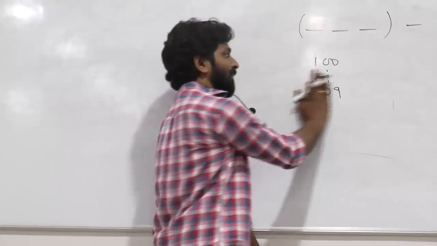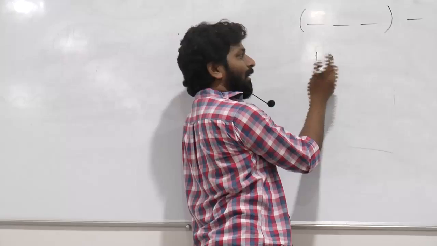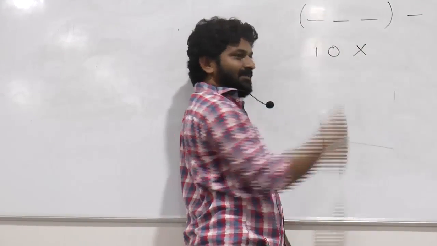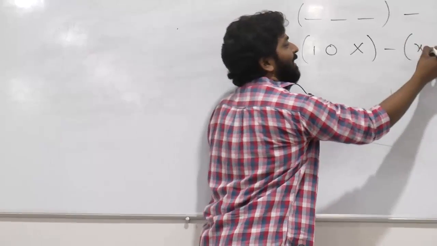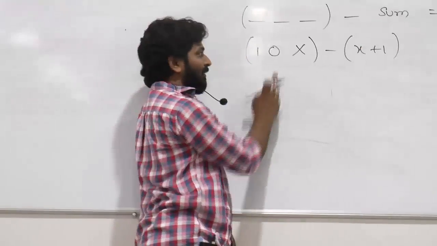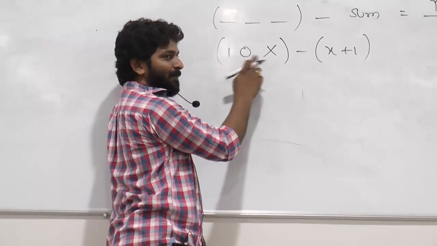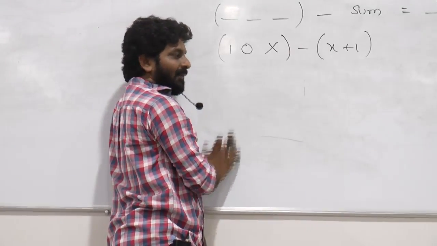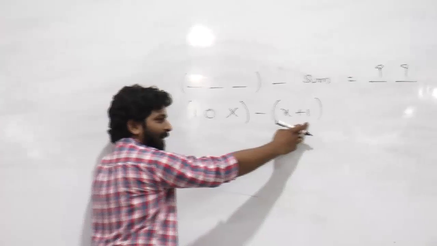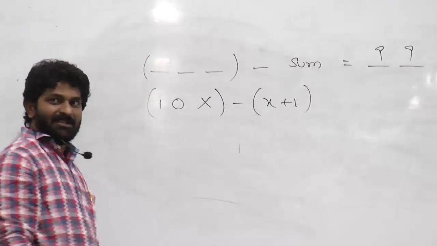See, I am telling you, 1, 0, x. From this you will subtract x plus 1, because the digit sum is 1 plus 0 plus x, which is x plus 1. Plus x minus x gets cancelled. You have 100 here, and then you need to subtract 1 from this number. 100 minus 1, which is 99.